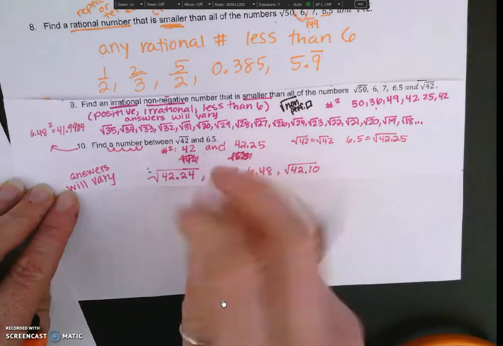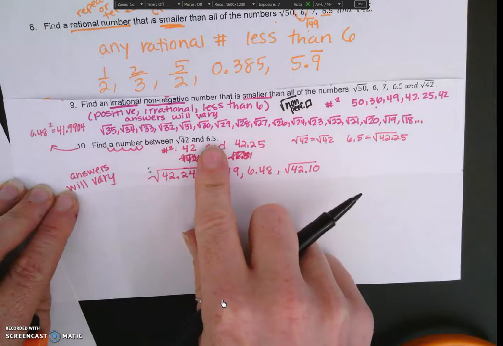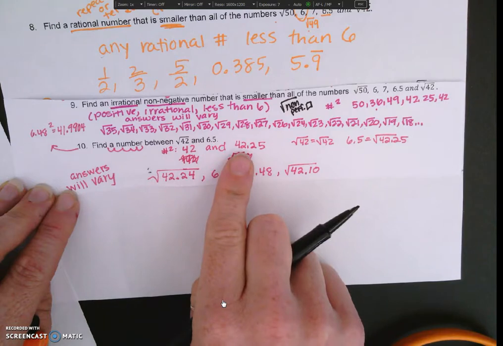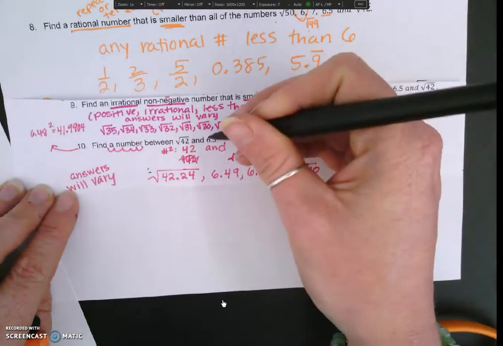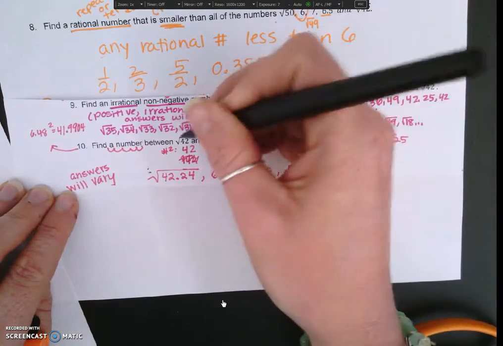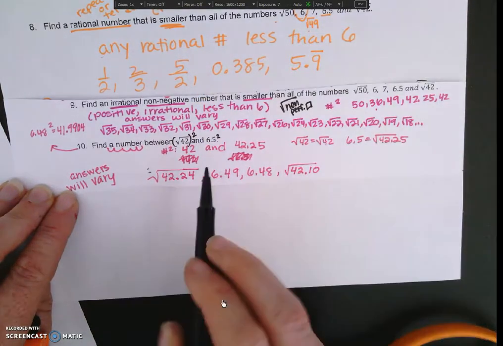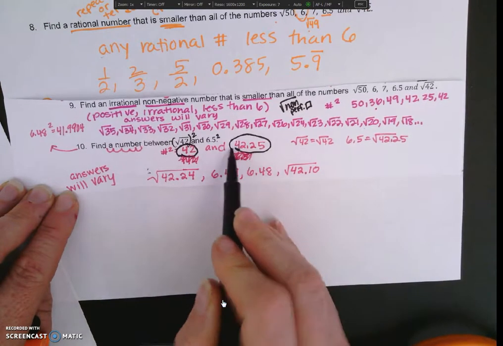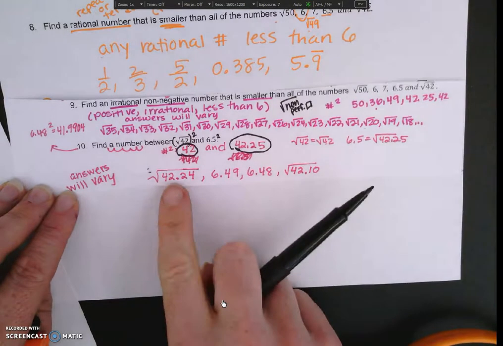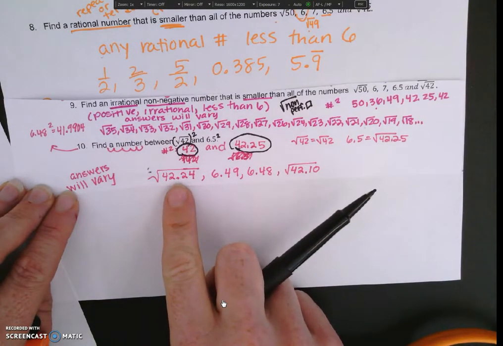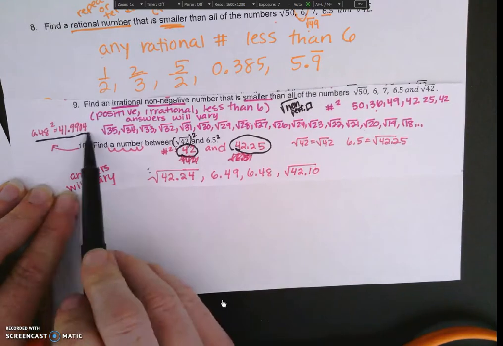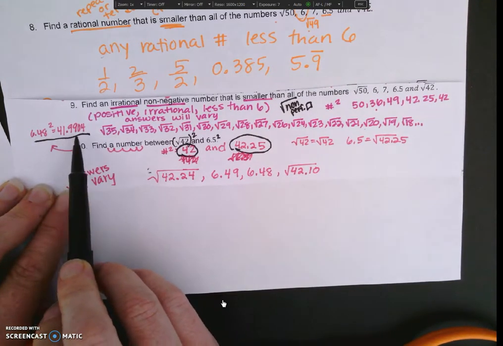What if you need a number between radical 42 and 6.5? Well, remember 6.5 is 42.25 if I square that. And if I square radical 42, I get 42. So some square root between 42 and 42.25. So 42.24, 6.49, 6.48 we can think about. Notice 6.48 squared is 41.9904.